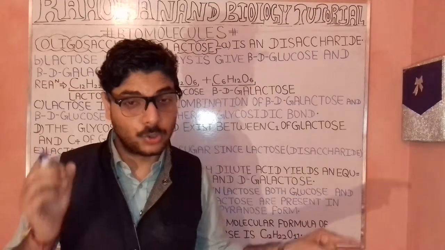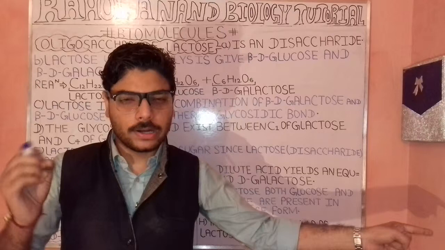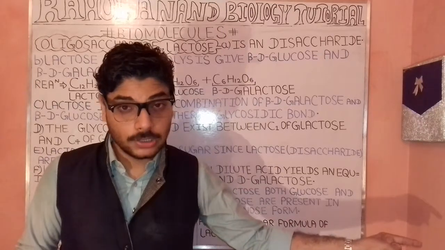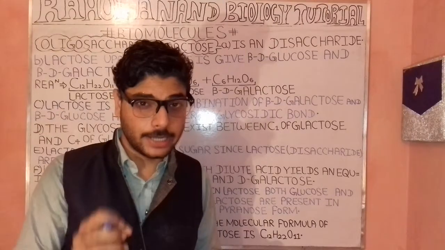So on the product side we will have C6H12O6 and again C6H12O6, where the first one is beta-D-galactose and the other one is beta-D-glucose. Talking about the next step.